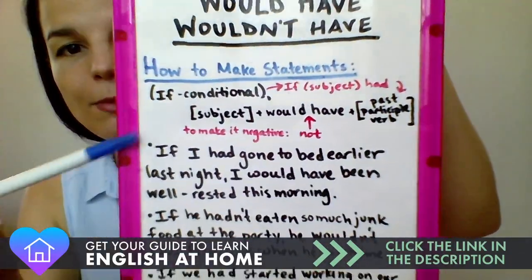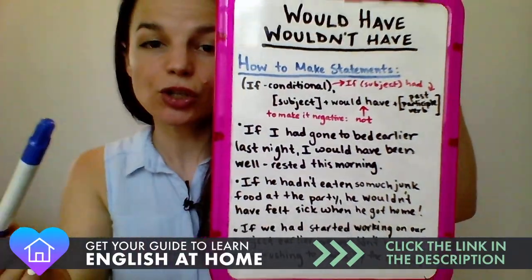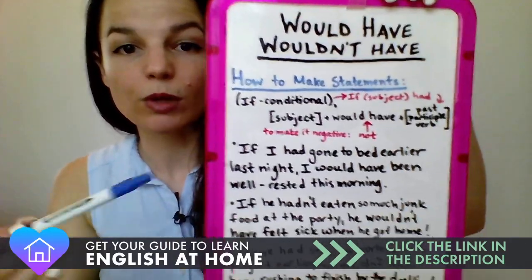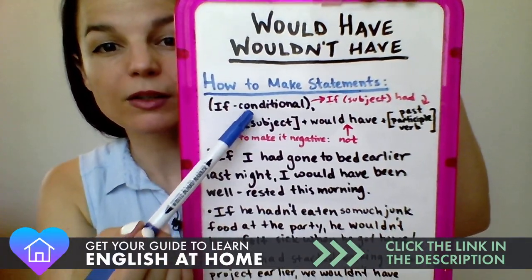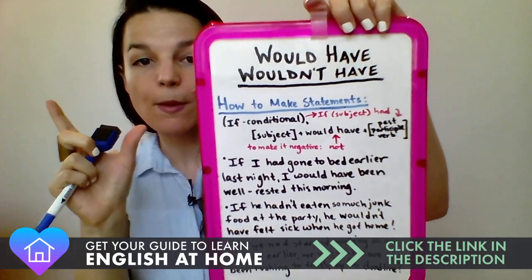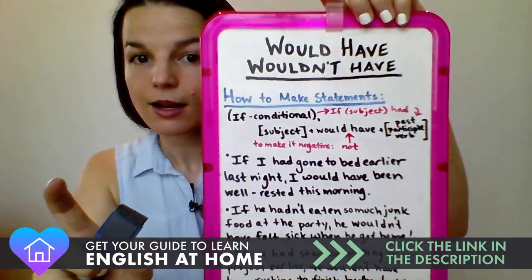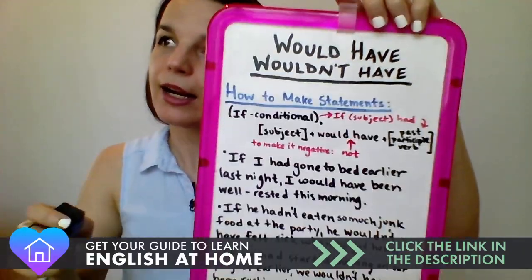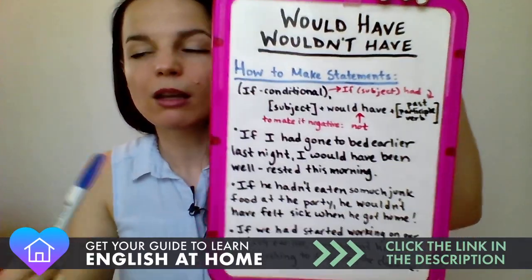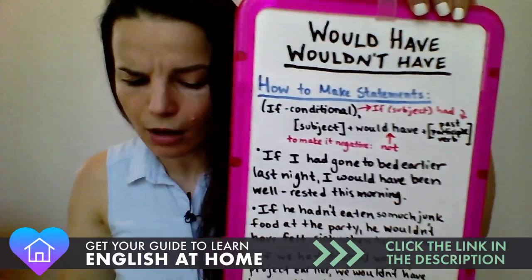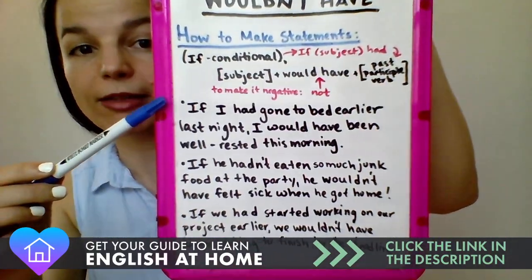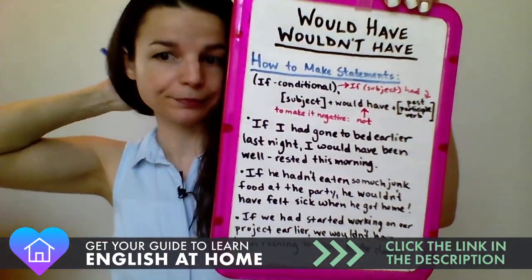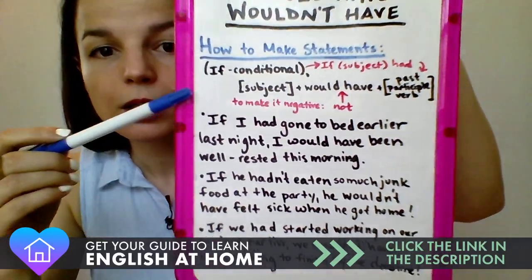Alrighty, so how do we make a statement? First, I mentioned earlier that with this grammar we use an if conditional. You can put it at the beginning of your sentence, or you can put it at the end of your sentence. Today, I think all of my examples use if at the beginning of the sentence. Okay, so let's look at this.